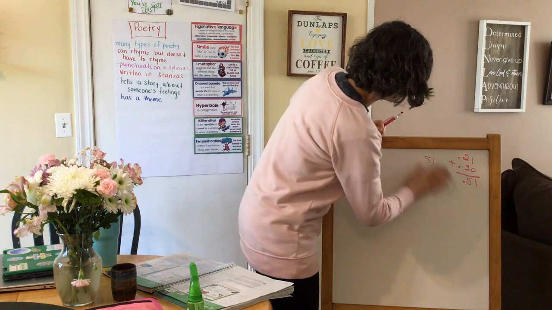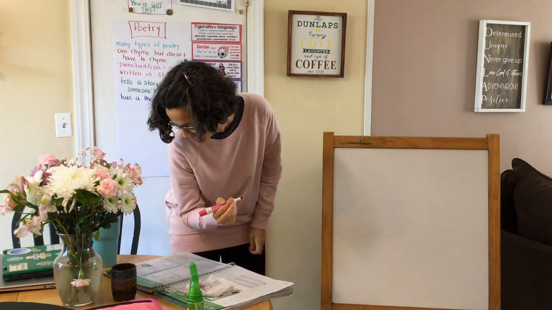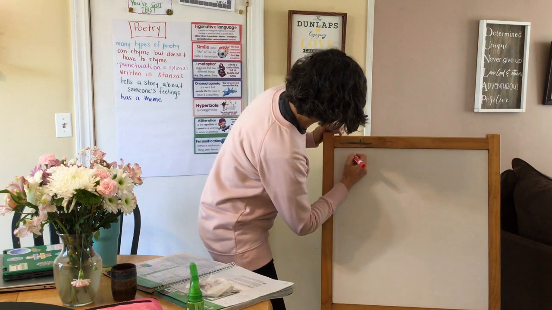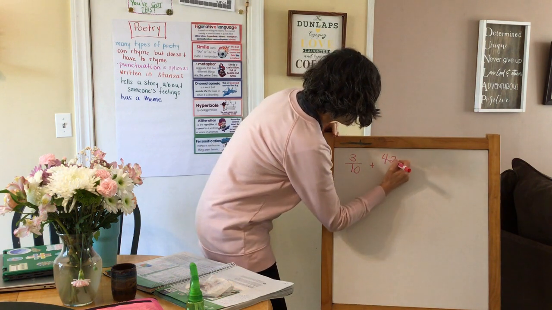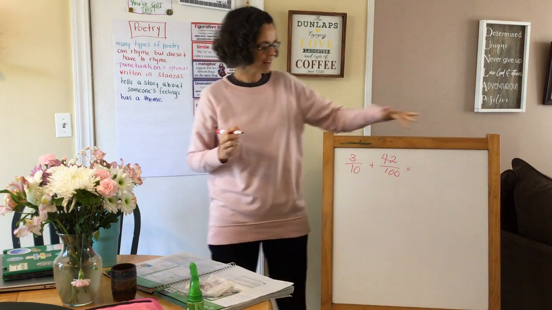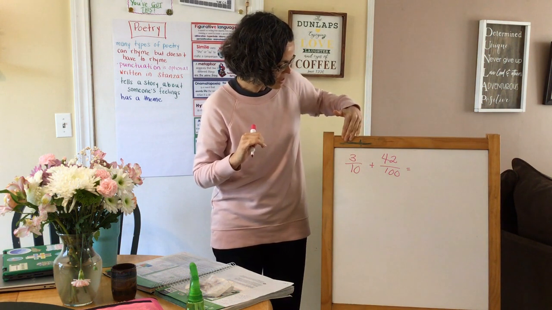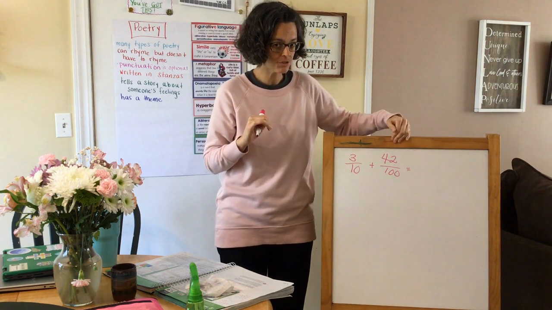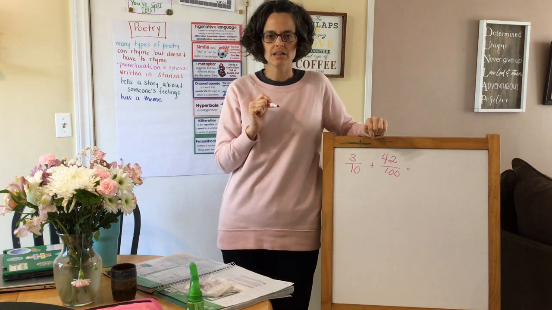You're going to try one. I'm going to do 3 tenths plus 42 hundredths. Just add the fractions. Don't worry about the decimals. I want you to add 3 tenths plus 42 hundredths. You're going to pause me and then come back and check your work. Ready? Go.